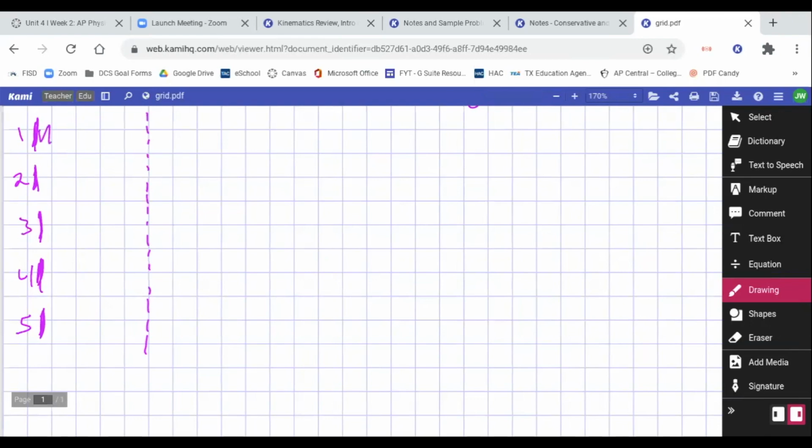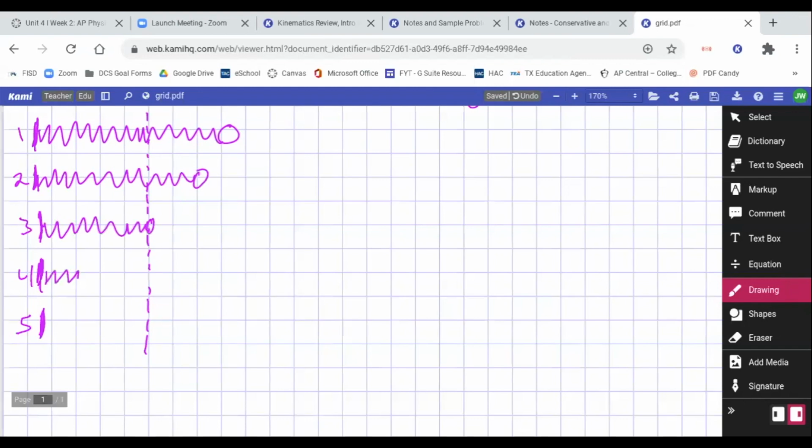So at position 1, this squiggly is my spring. Here's my ball. We've stretched that spring out. Position 2, that spring is coming in a bit. Position 3, it's right at equilibrium. Position 4, it's come in some. Position 5, it's compressed even more.